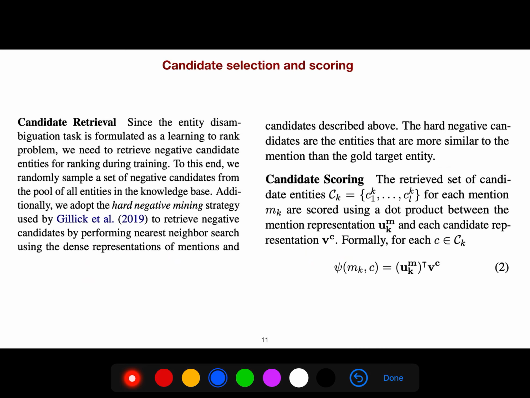So for candidate retrieval, since entity disambiguation is formulated as a learning to rank problem, we need to retrieve negative candidate entities for ranking during training. So they sample a set of negative candidates from a pool of entities in the knowledge base. And for candidate scoring, the retrieved set of candidate entities for each mention are scored using the dot product between the mention representation and its candidate representation. So this is the score of your candidate c.